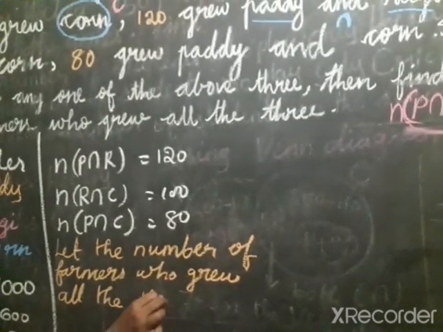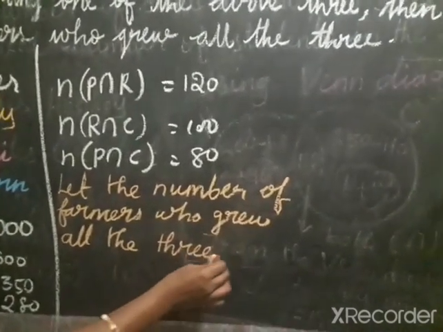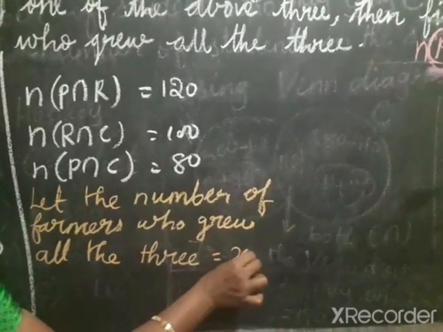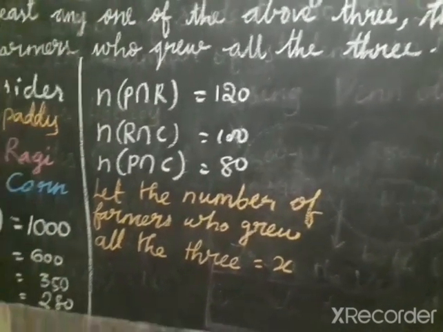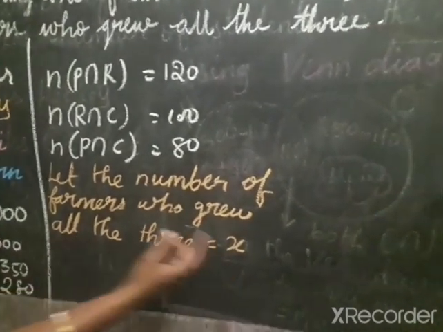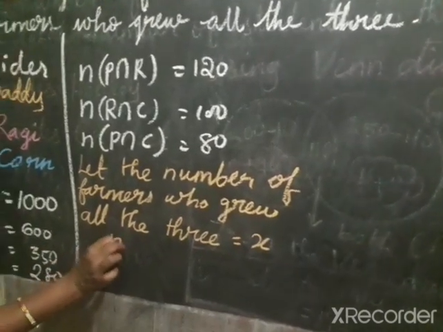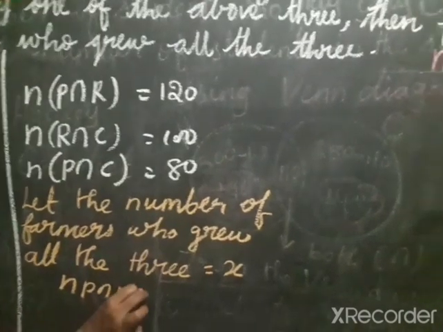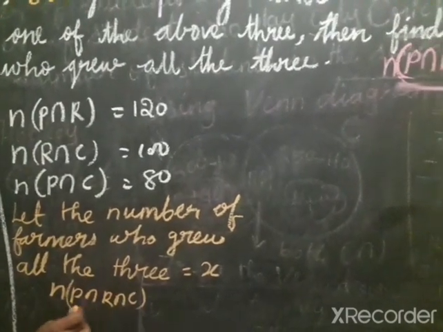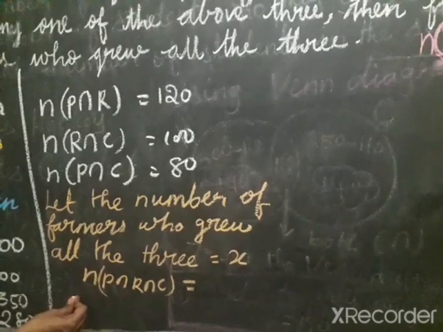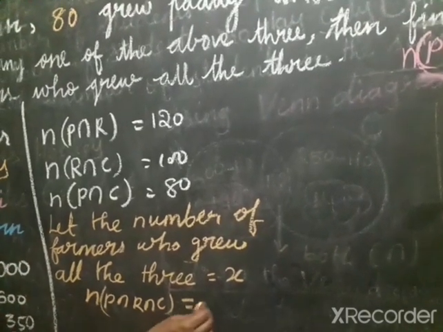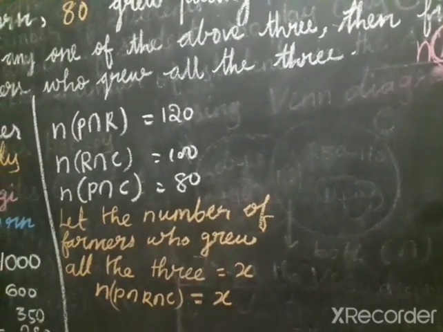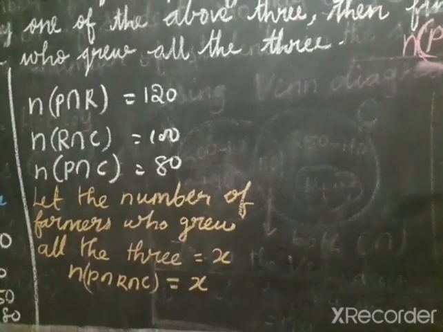All the three, that is equal to X. That is the value we don't know, so we give the name X. It is called N of P intersection R intersection C. This is what we don't know, and this only we have to find out. To find it, we give the name X. Okay, next we have to find out.